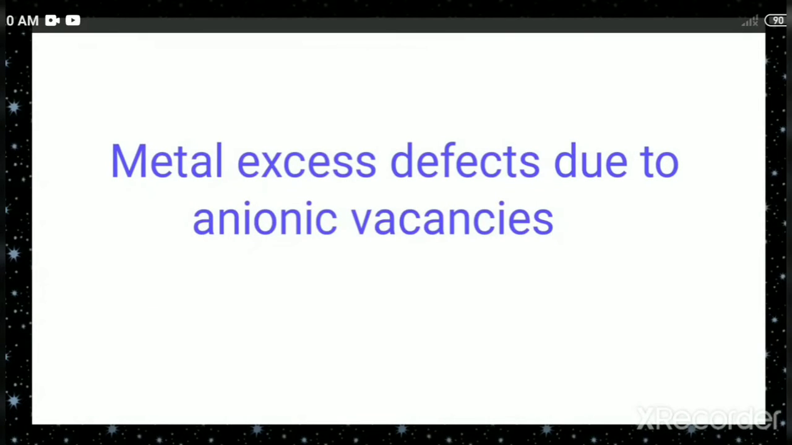First we'll be discussing metal excess defect due to anionic vacancies. Here metal is in excess. That means the positive charge, that is cation, is in excess compared to anion, and it happens due to anionic vacancy. What is anionic vacancy? When the negative charge ions are missing, at that time a vacancy is developed, which is called anionic vacancy.